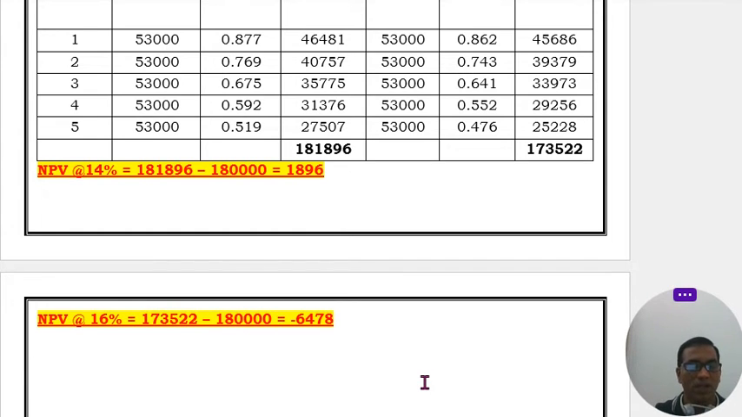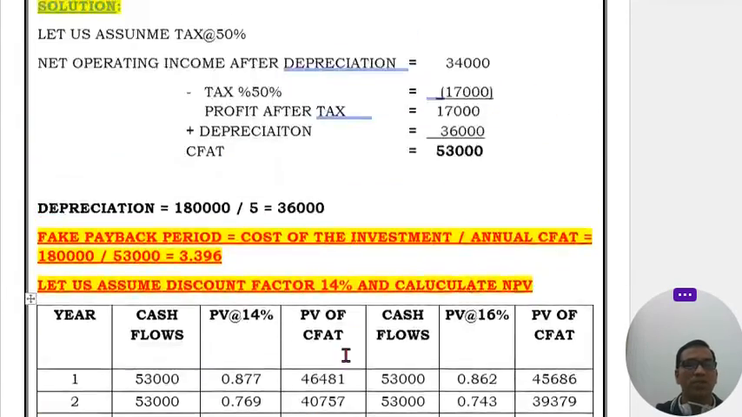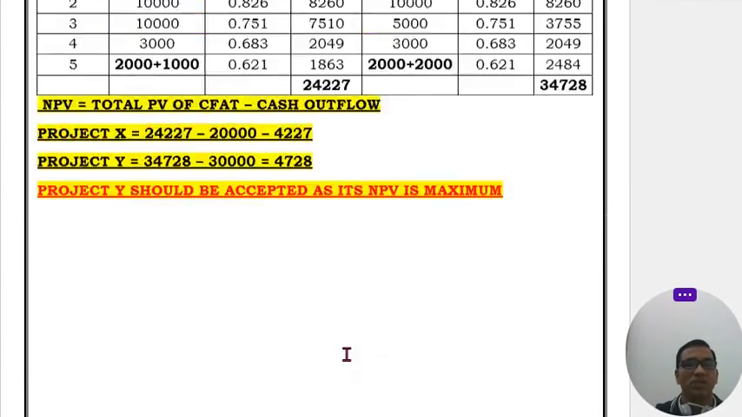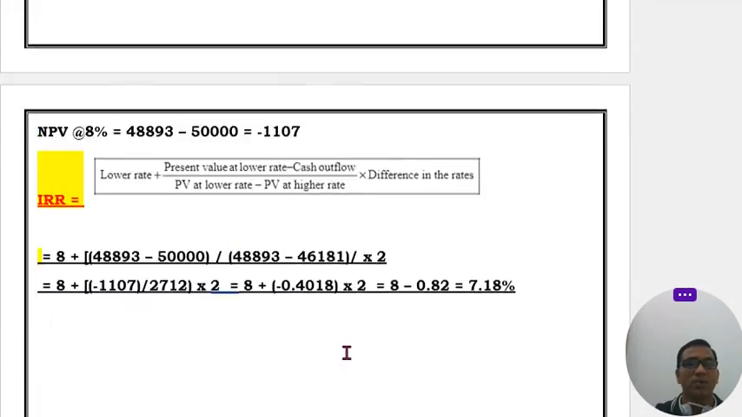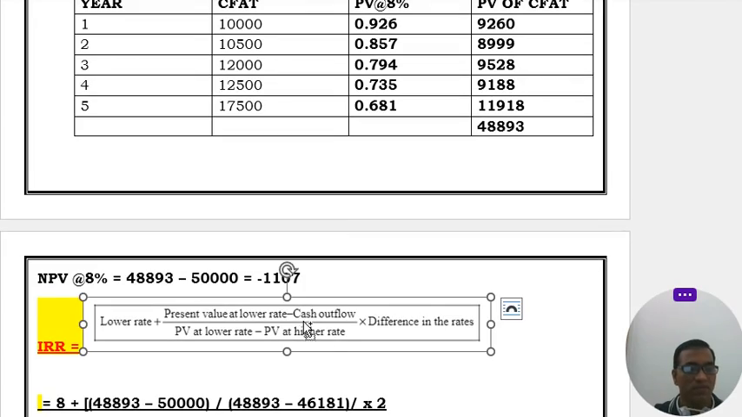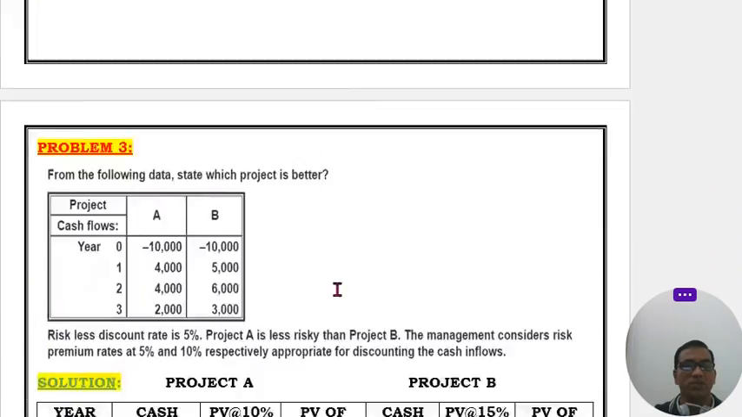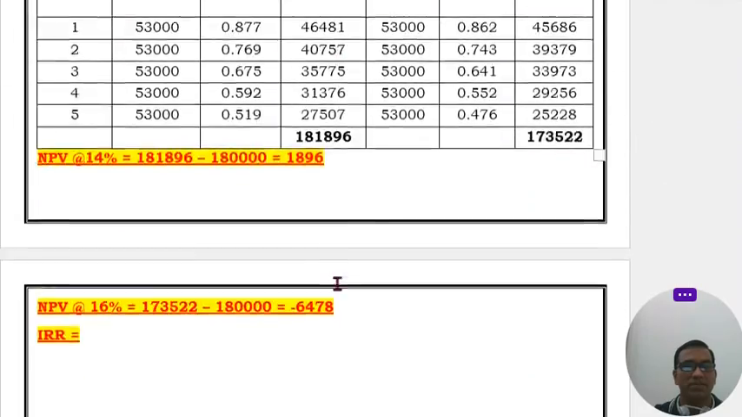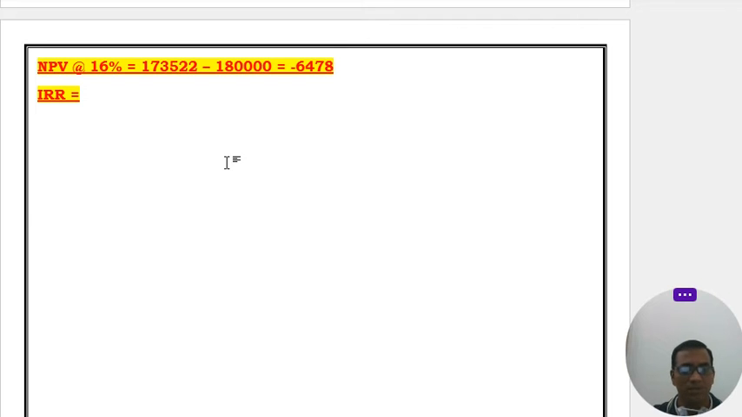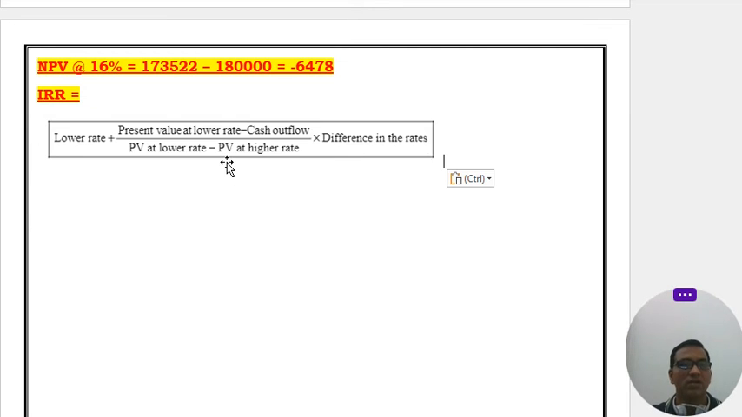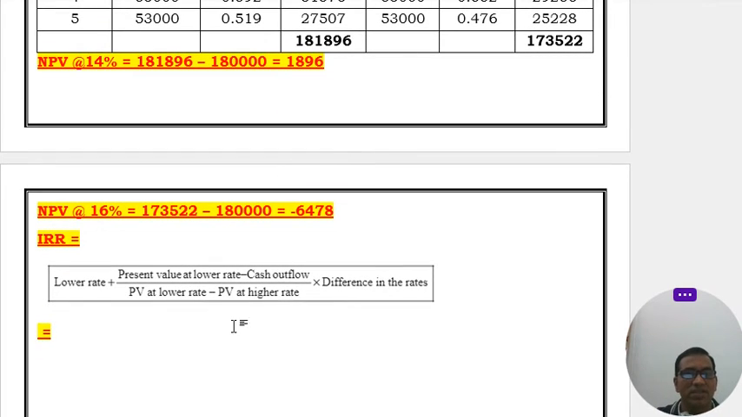Now you will calculate IRR. How? By applying the interpolation formula. What is that interpolation formula? In previous problem also I used it here. This is the formula, interpolation formula you have to apply here. What is that? Lower rate of return, 14% and 16%. Which is the lower rate?